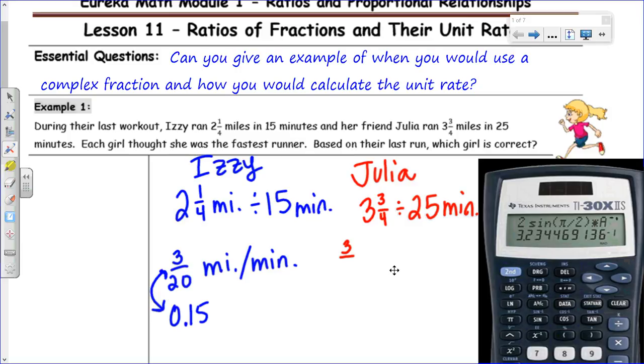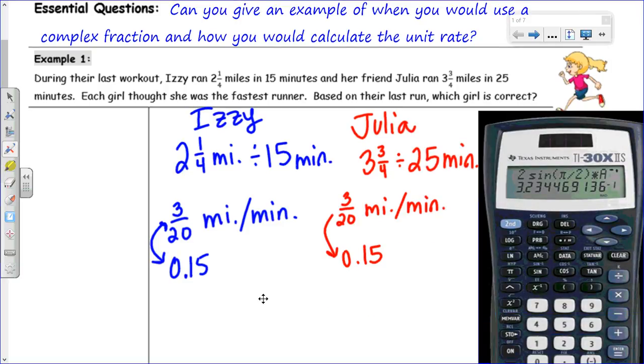Very interesting. We got the exact same thing. Did you get 3/20 miles per minute? So who was faster? They actually ran at the same speed.